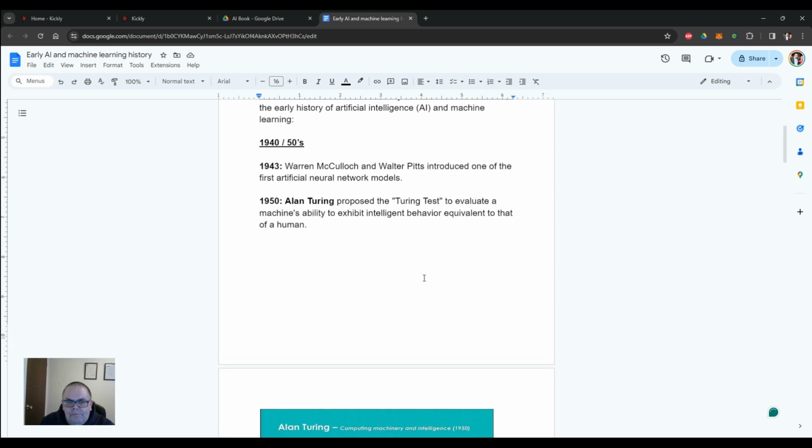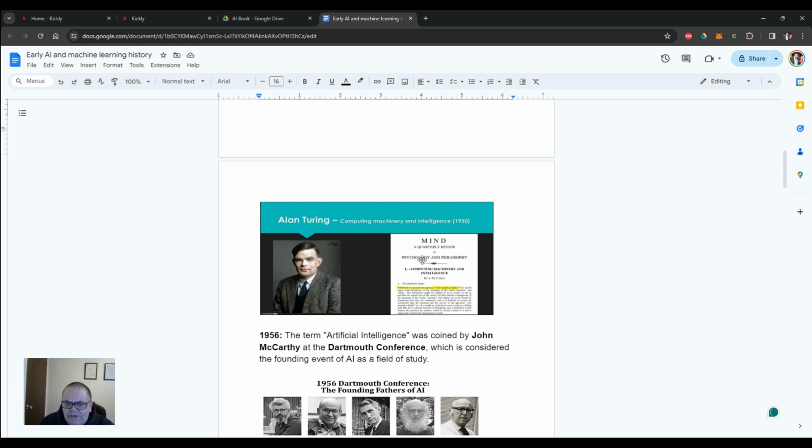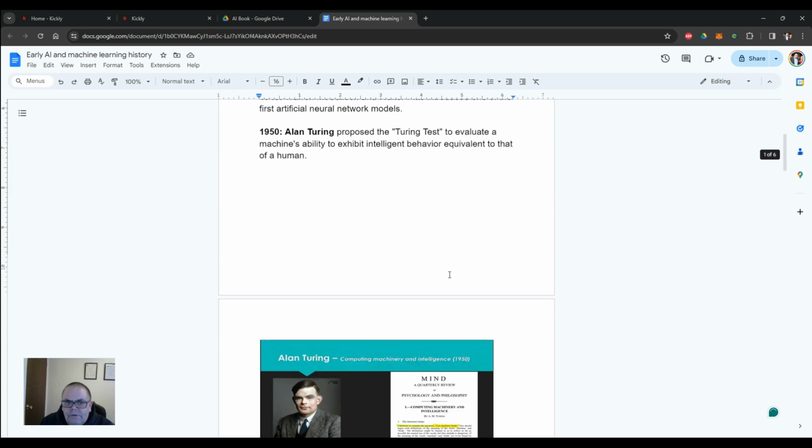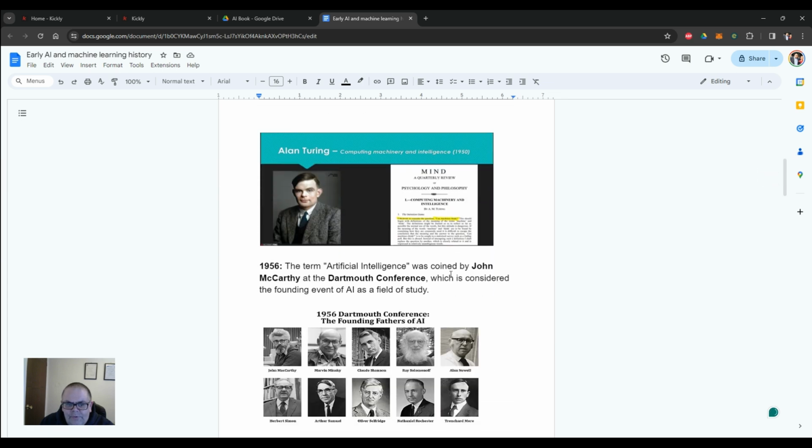And more popular was Alan Turing. He proposed the Turing test to evaluate a machine's ability to exhibit intelligent behavior equivalent to that of a human. And you can see his paper here in the Mind Quarterly Review, basically called Computing Machinery and Intelligence. That was in 1950. We move on to 1956.